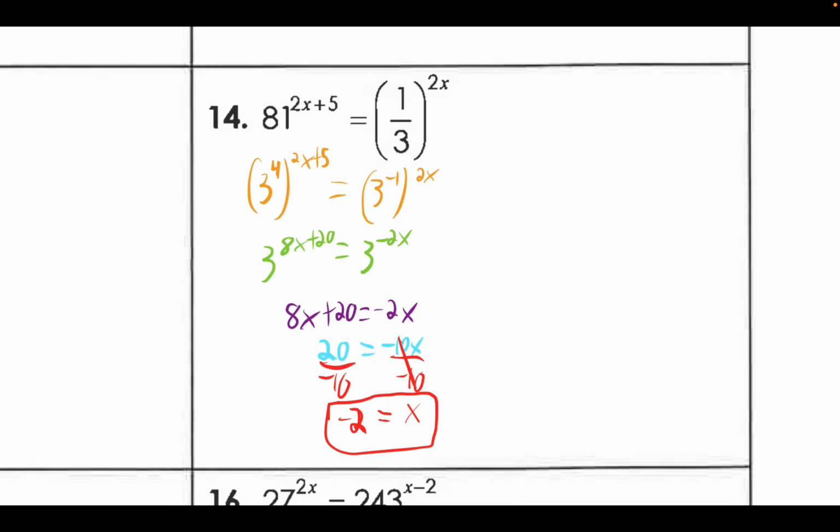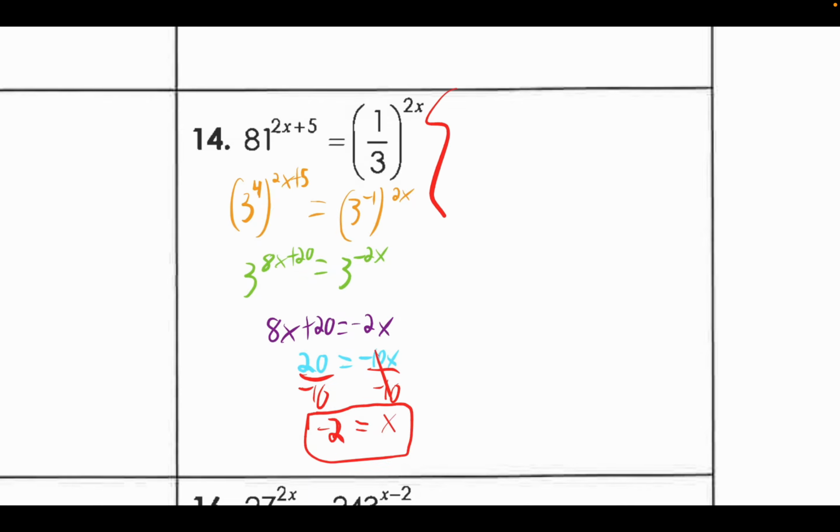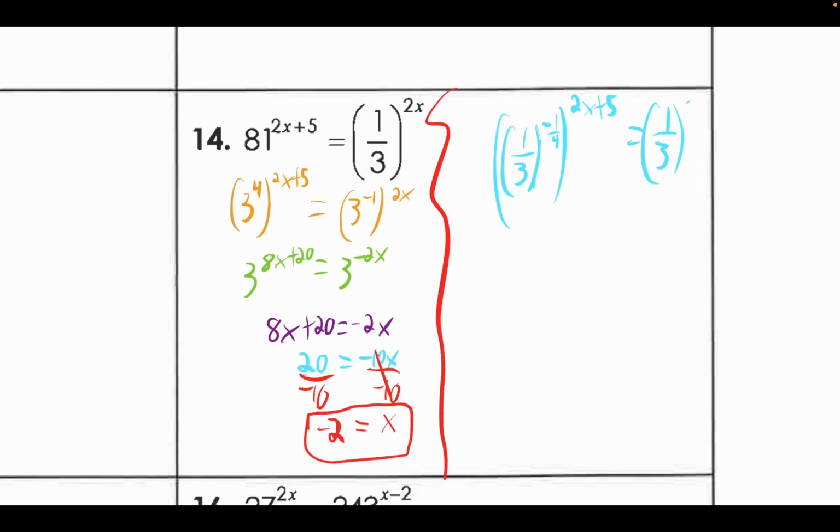Now on this one, you actually could have just changed one base, like I mentioned. We could just change that 81. And what you would do is change it to be, instead of 3 to a power, 1/3 to the power of negative 1/4. But note here, you would need a second set of parentheses because you need to clarify that's not just the 1 raised to the power or the 3 raised to the power, but rather the whole fraction. And then raised to the power of 2x plus 5. And then equal to 1/3 to the power of 2x.